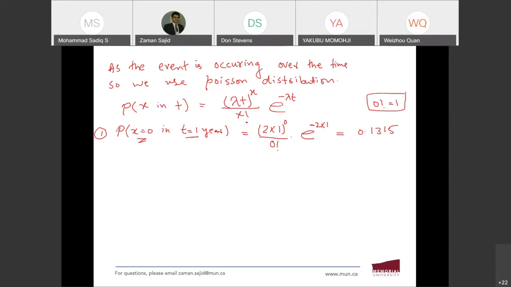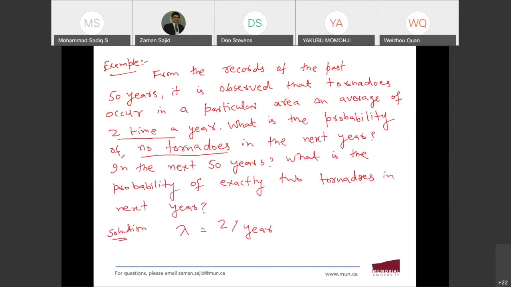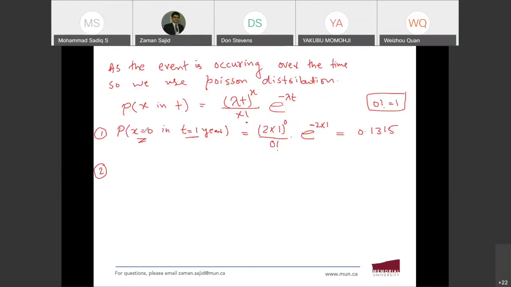Now, let's come back to the question again for number 2. Now in number 2, he was asking me in the next 50 years. So this means to say the time will be changing to 50 only. Okay. So in part 2, what we are interested to find out is the probability that there is no tornado in 50 years. T is equal to 50 years.